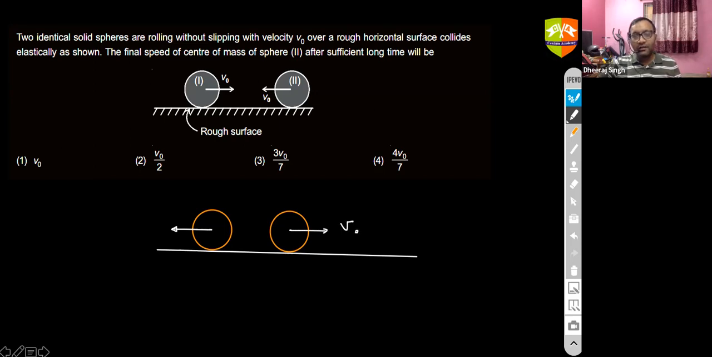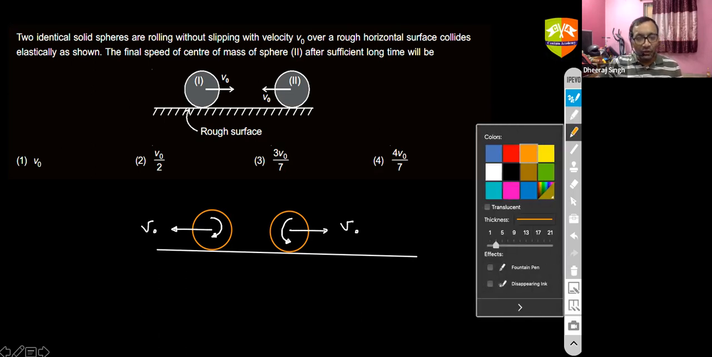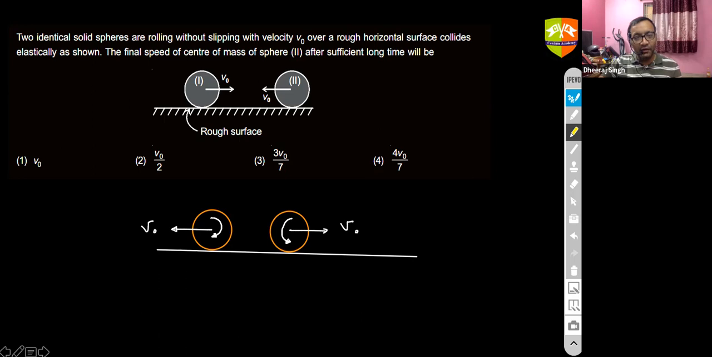V naught. Okay, but what about the angular velocity? Will angular velocity change direction? Yes or no? Angular velocity will remain like this only. I was going this way, suddenly what happened? So this is the angular velocity. What is the value of angular velocity? V naught by r only, right? And because of the symmetry of the situation, whatever happens to one sphere, the same thing happens to the other sphere also.